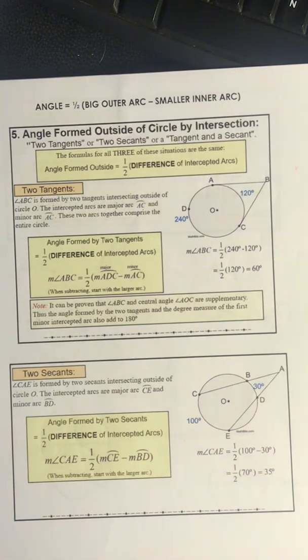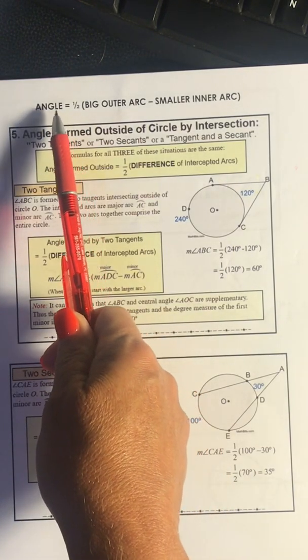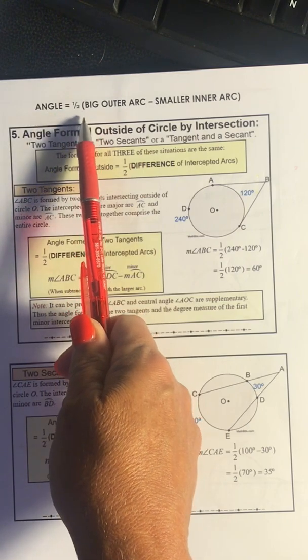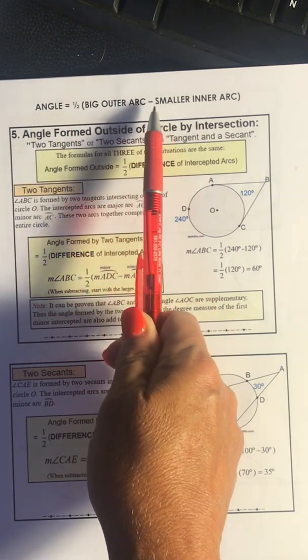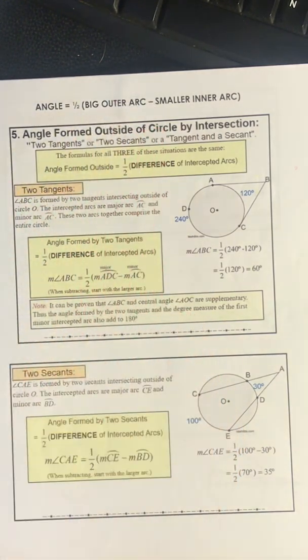Okay? And this is basically the same formula, but this time we're going to say the angle equals 1/2 the big outer arc minus. It's going to get so small that we're not taking an average anymore. We're going to subtract them. Same exact formula, except this time we're going to subtract. Why are we subtracting? Because we're getting smaller and smaller. Okay, so here we go.